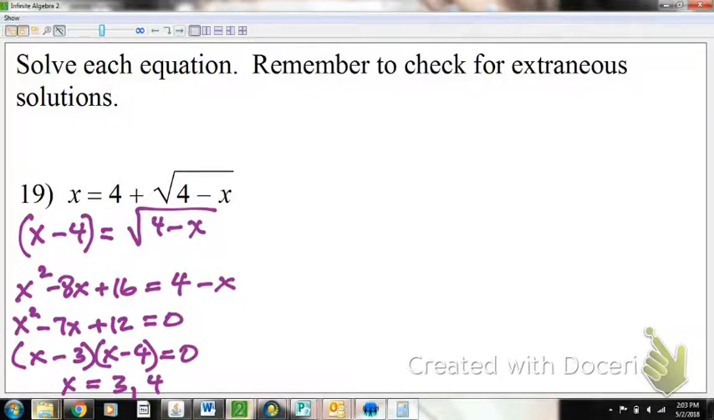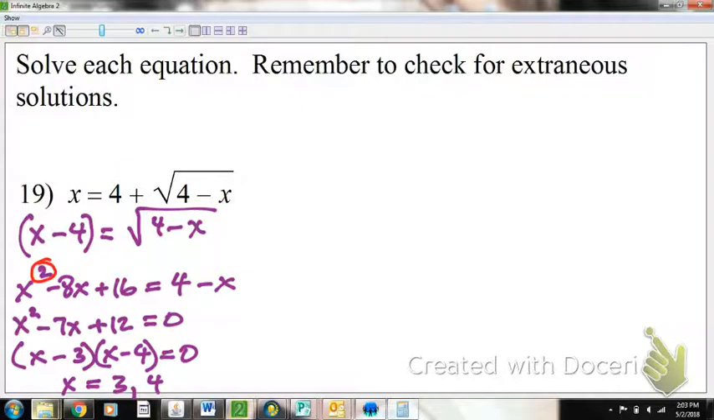Now I want to go back to my original equation and see which one of these will work. There's a good chance that one of these is an extra solution, because we created this square right here. We created two solutions. We wouldn't really expect this thing at the beginning to have two solutions.